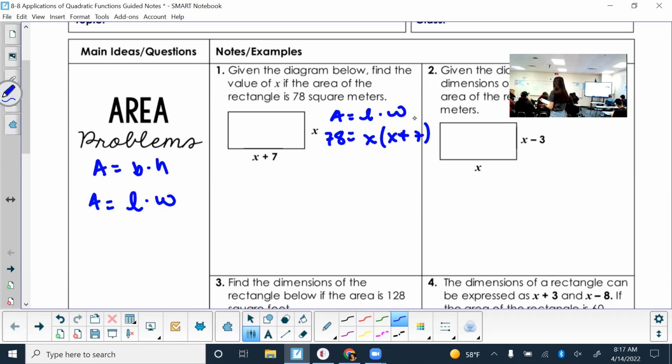Does that make sense, the setup? Once you do that, we'll multiply the length and the width together. So distribute that x. What's x times x? X squared. What's x times 7? And then bring down that 78 that was there already, the area. And we know it's a quadratic function because of that x squared.